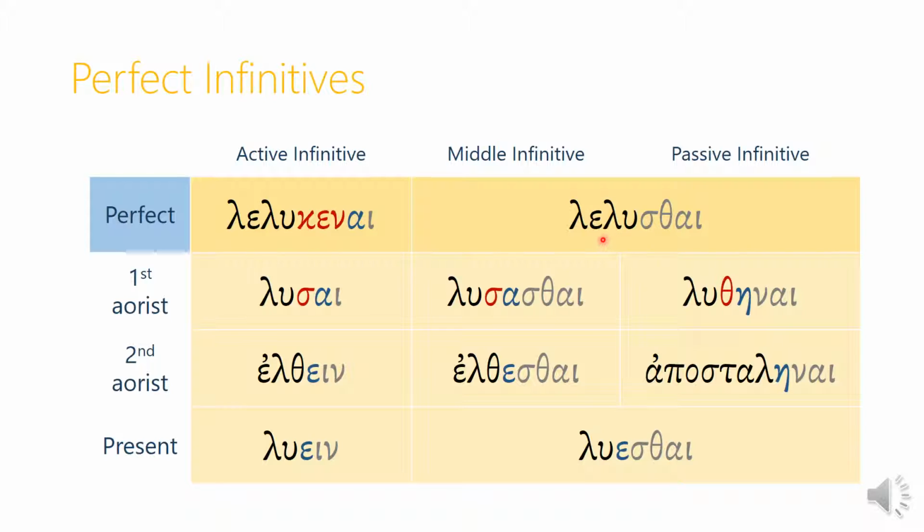In the perfect, then, we have what we would really expect, the perfect stem, lelu, with the sthai ending and no connecting vowel. Remember, that's typical of the perfect middle and passive. So it's just lelusthai. But that sthai ending is the same for middles all the way through, and you can remember to use the perfect stem and that there's no connecting vowel for these perfect middle and passives.